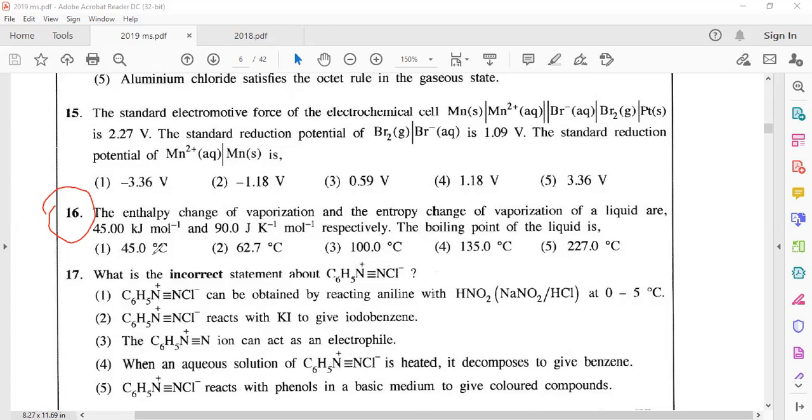Okay, found the answer? Very simple question. The enthalpy change of the vaporization and the entropy change. Wait, let me mute. It's given. Right. I will stop sharing and we'll go to the whiteboard.